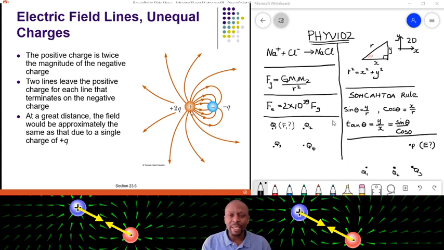Now, in a case where the positive charge is twice the magnitude of the negative charge, two lines leave the positive charge for each line that terminates on the negative charge. At a greater distance, very far away, the field will be approximately the same as that due to a single positive charge when you are very far away from these two charges.